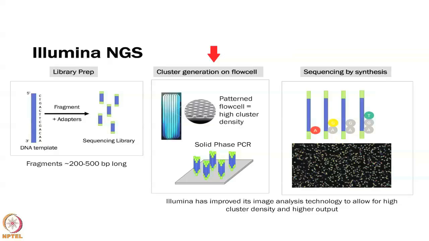They created this patterned flow cell so you could get really high cluster density, and this increased the output of the actual sequencing analysis. Once you do the cluster generation on the flow cell, and I'm going to talk a little bit about what this solid phase PCR is on the next slide, you do the same sequencing by synthesis that we talked about before, where you just keep adding on different nucleotides and taking the picture of them as you go.